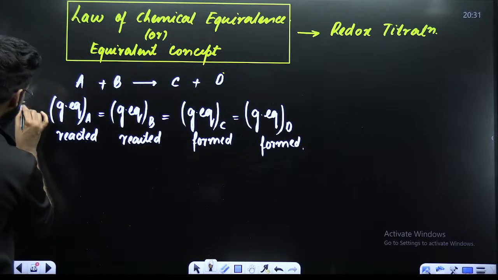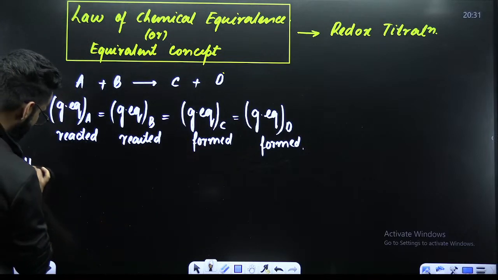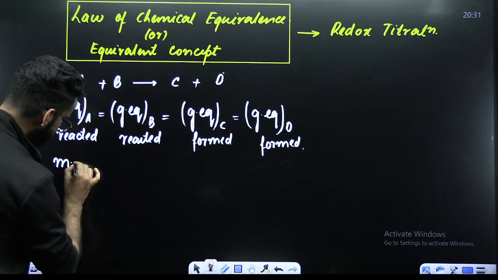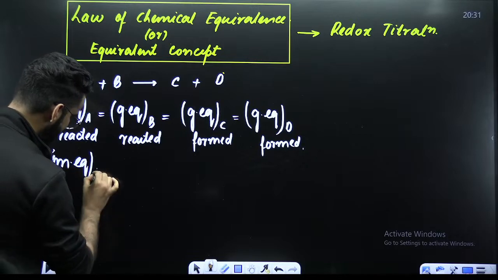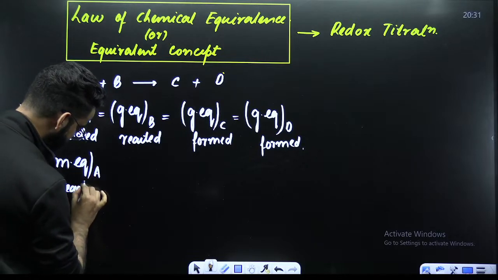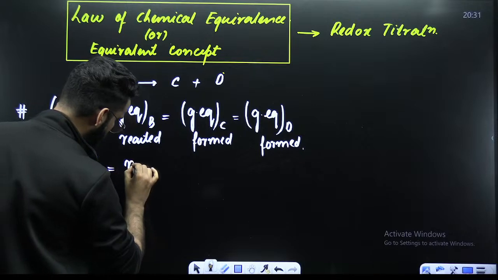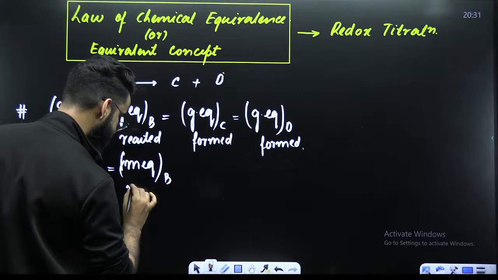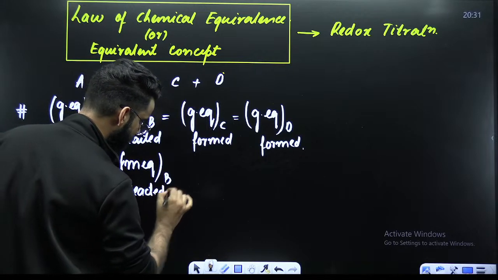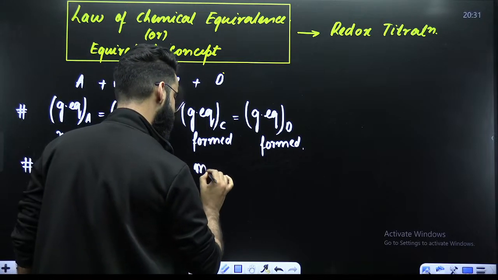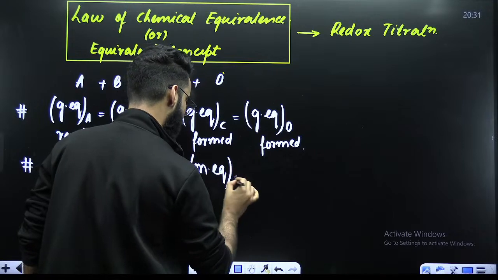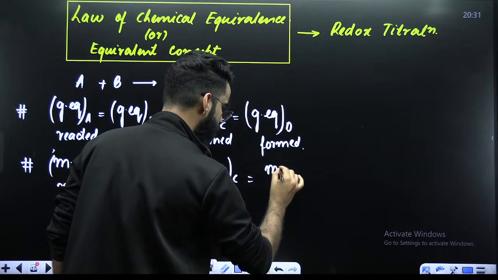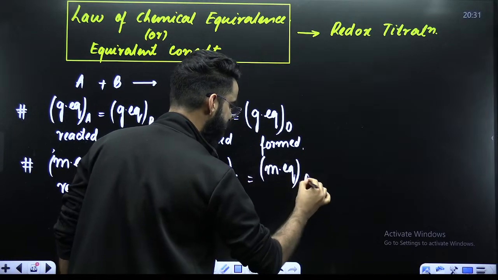Since I wrote this statement in terms of gram equivalence, you can write it in terms of milli equivalence as well. You can say milli equivalence of A reacted will always be equal to milli equivalence of B reacted, which will be equal to milli equivalence of C formed, which will be equal to milli equivalence of D formed.